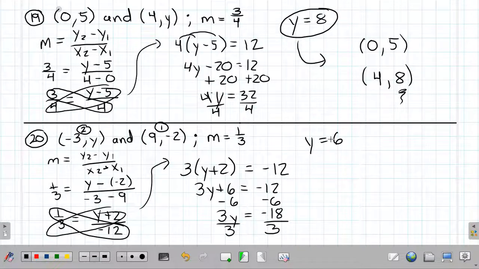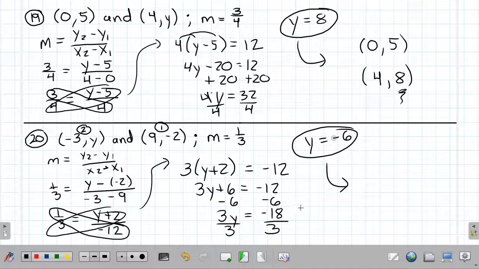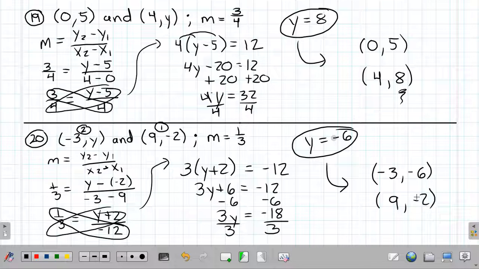Or actually, I almost made a boo-boo there. Negative over positive, it's actually going to be -6. Once again, what does that mean? That means my 2 points now are -3, -6, and 9, -2. And that is it for this section.